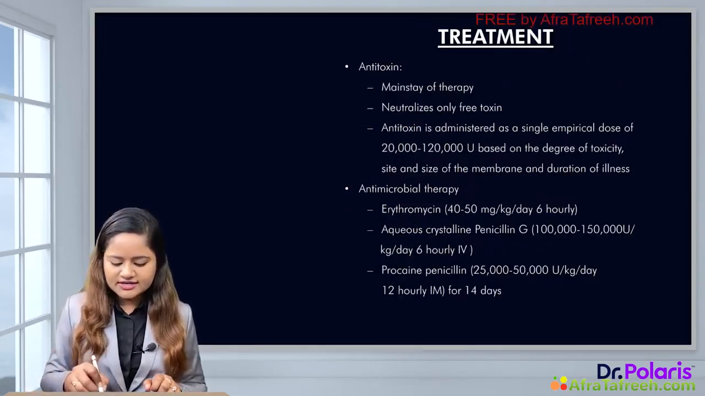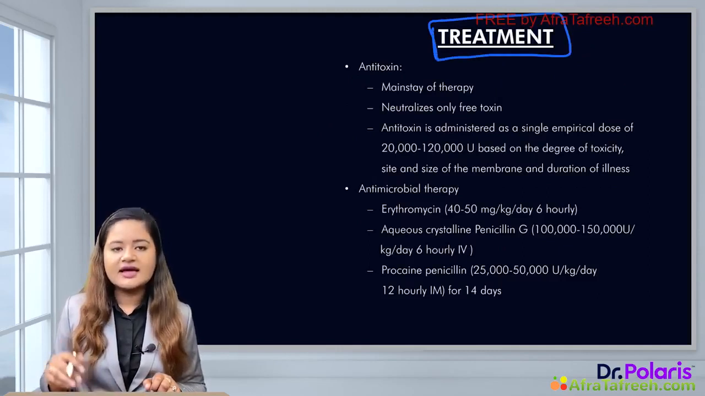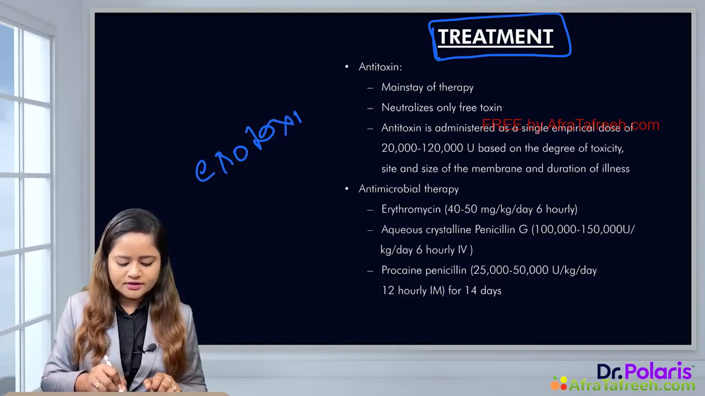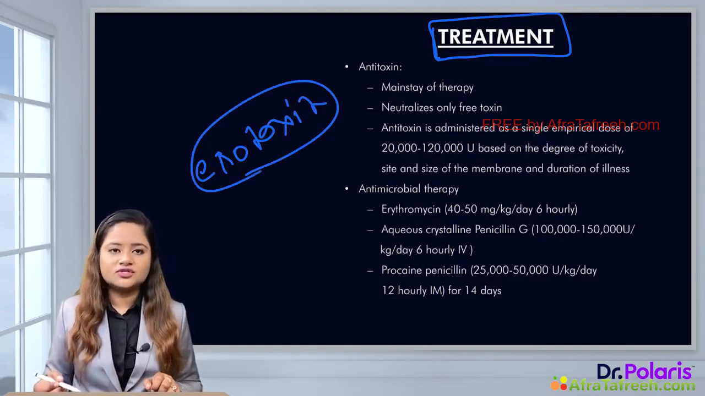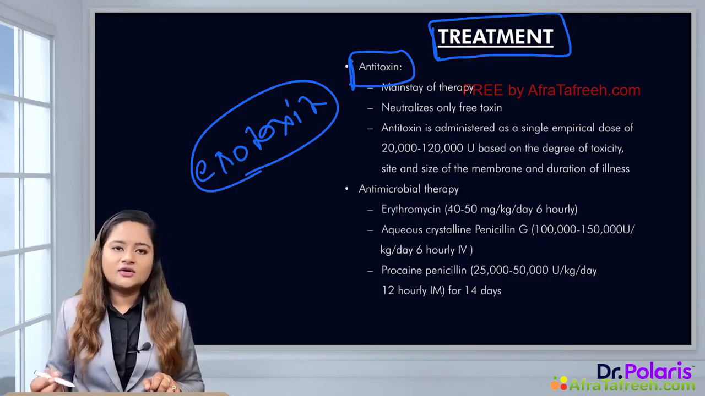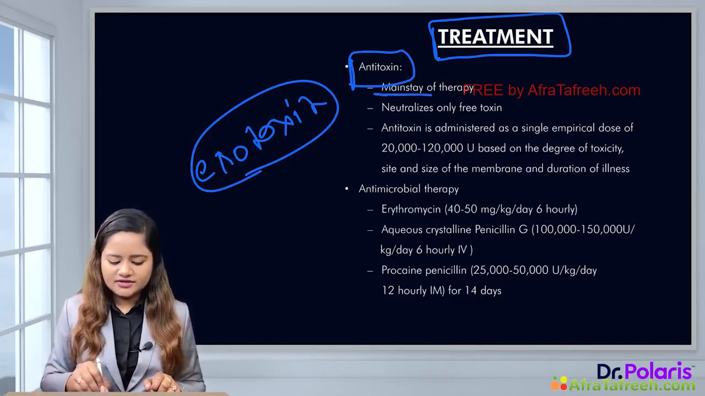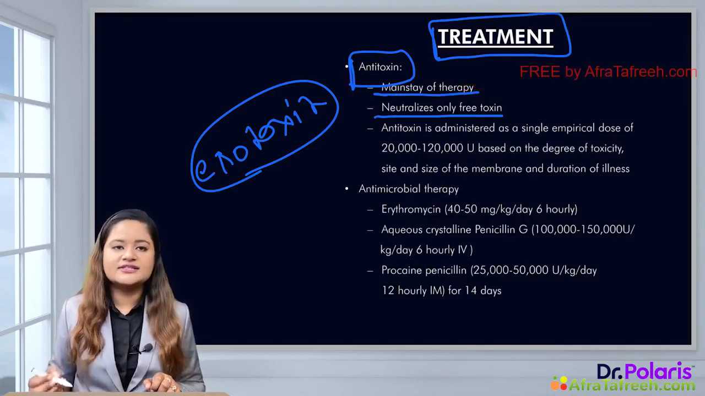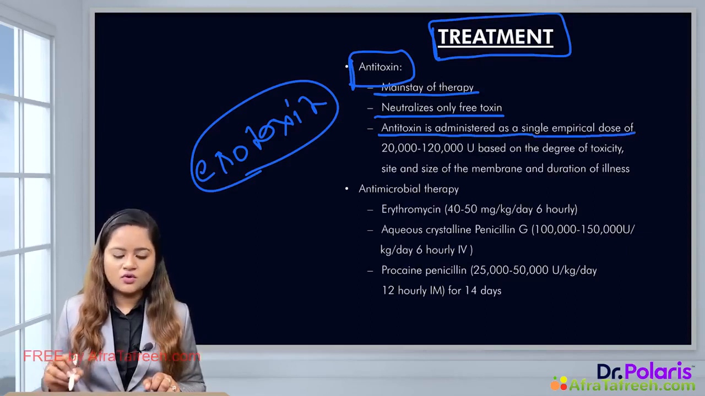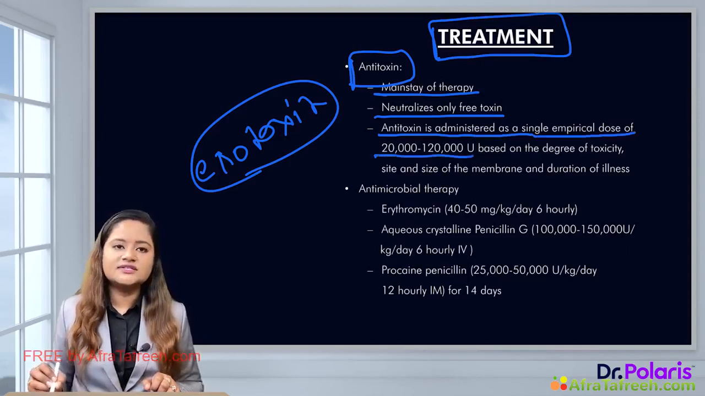So how do we treat a case of diphtheria? Now, because the entire mechanism is happening because of exotoxin, we have to decrease the effect of this toxin, so we can give the antitoxin from an outside source. So antitoxin is the mainstay of the treatment in diphtheria. It goes and neutralizes the free toxin that is released in the body. The antitoxin is administered as a single empirical dose of 20,000 to 1,20,000 units.